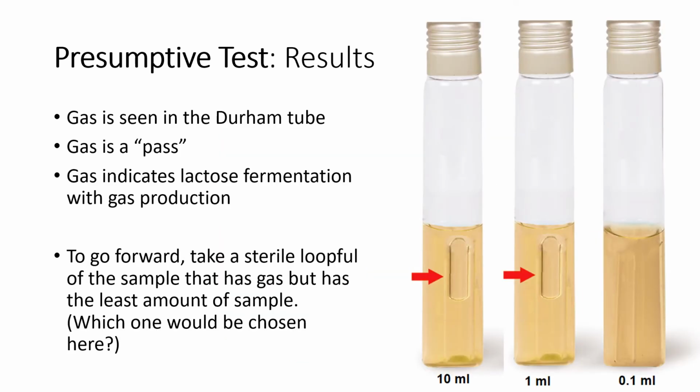So what kind of results would you get? Well, we can see that in these tubes, all of which are lactose broth, so this is the presumptive test, I would have some turbidity. It's not clear in this tube, indicating growth. But more than that, I have gas in the Durham tube. I have it in the 10 milliliter tube, the 1 milliliter tube, but the 0.1, I don't see any.